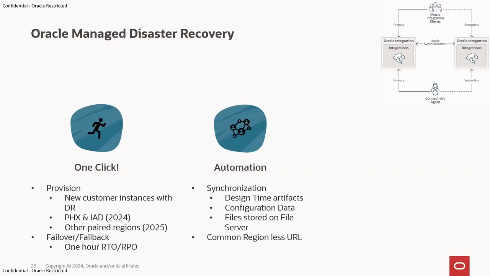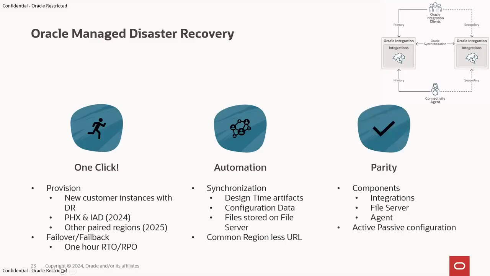So we are doing data synchronization between two instances automatically in real time to minimize data loss. This DR solution supports active-passive topologies, publish-subscribe integration patterns, file server, Visual Builder features, and agent. What we are not supporting as part of disaster recovery is process, insight, and B2B at this point in time.